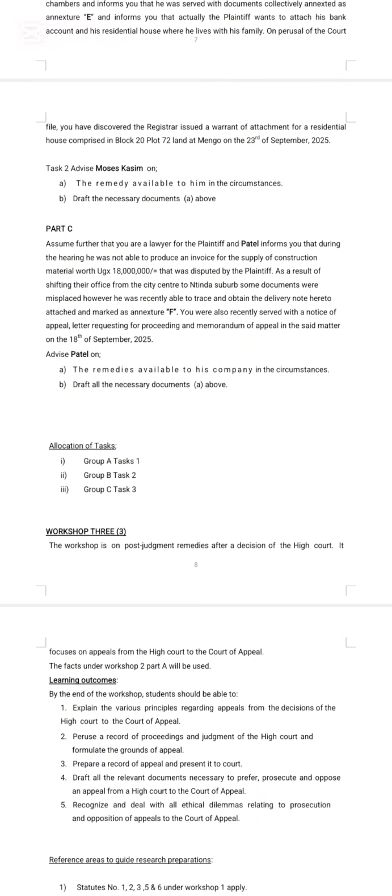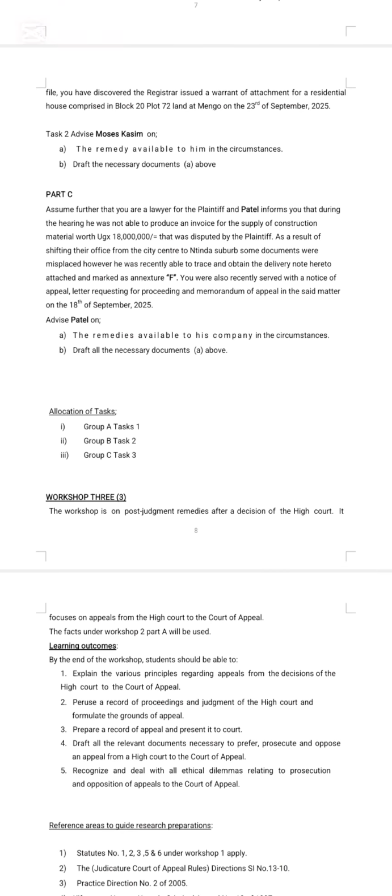Then part C, assume further that you are a lawyer for the plaintiff, and part A informs you that during the hearing he was not able to produce an invoice for the supply of construction materials that was disputed by the plaintiff as a result of shifting their offices from the city center to Ntinda suburb. Some documents were misplaced. However, he was recently able to trace and obtain a delivery note here to attach and mark as an exhibit. He has also recently been served with a notice of appeal, a letter requesting for proceedings, and a memorandum of appeal in that matter.